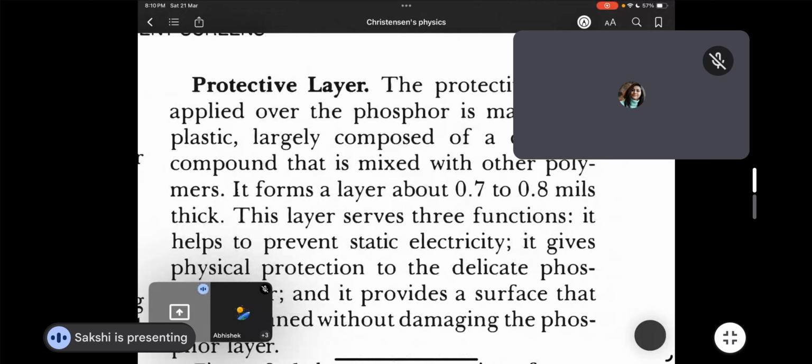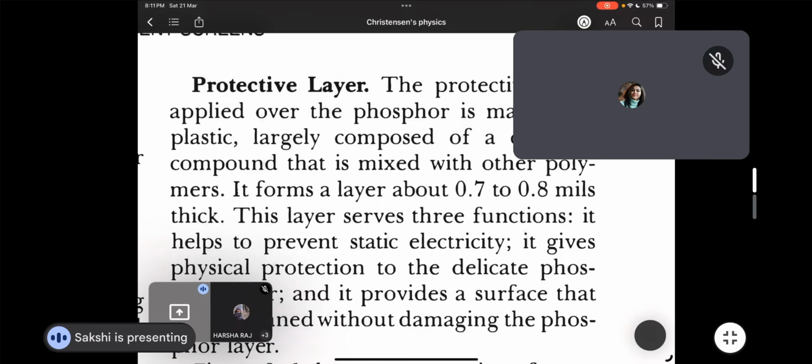Next is a protective layer. And what is the use of protective layer, Harsha? You tell me. Protect the phosphor from getting any damage. Yes, getting any damage. Very good. So it is applied over the phosphor, just like paint. Okay, imagine it painting like that. We are painting on the phosphor. It is again plastic. Why are we using plastic? Because plastic is flexible. Something which is flexible will not be very fragile, right?